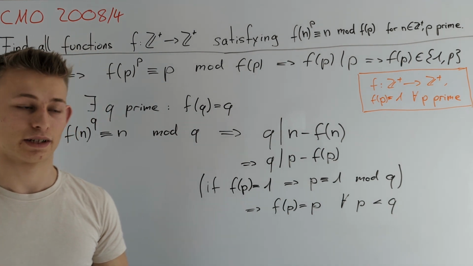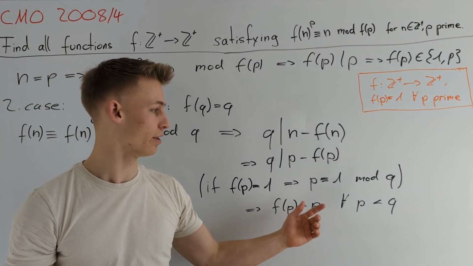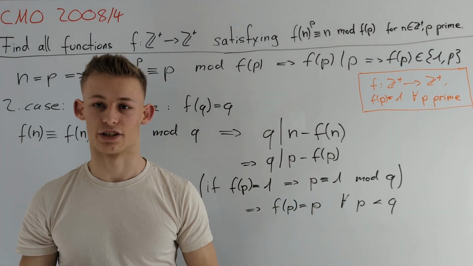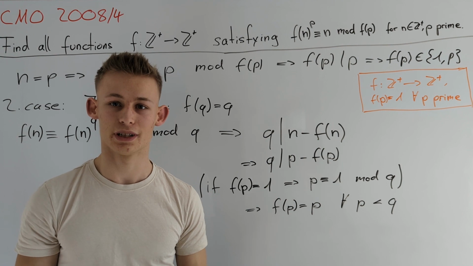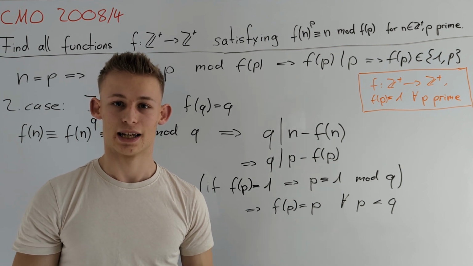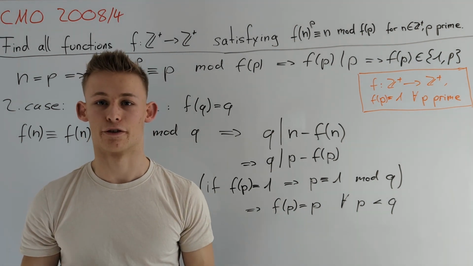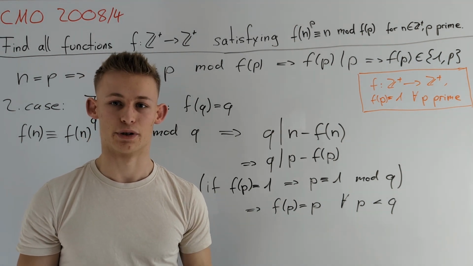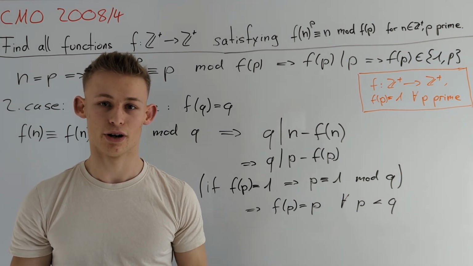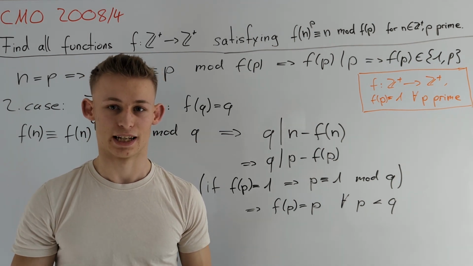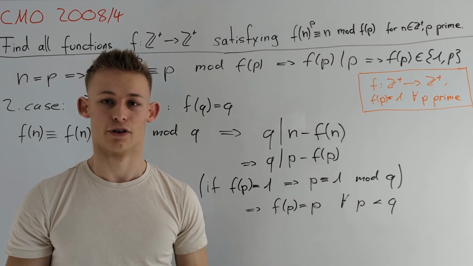Therefore, it would be enough if we can always find a prime q1 which is not congruent to 1 modulo q and which is larger than q, because then we can argue that f(q1) is equal to q1, and therefore by the same argument we get that f(p) is equal to p for every prime less than q1. And then in the same way we can go on and find a prime q2 and so on to conclude in the end that f(p) is equal to p for every prime number.